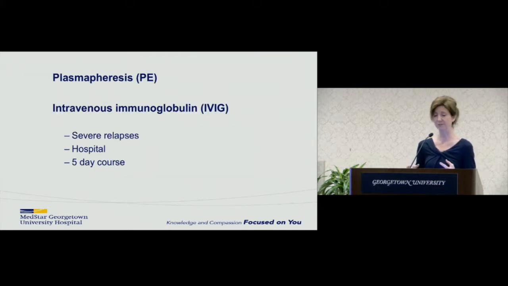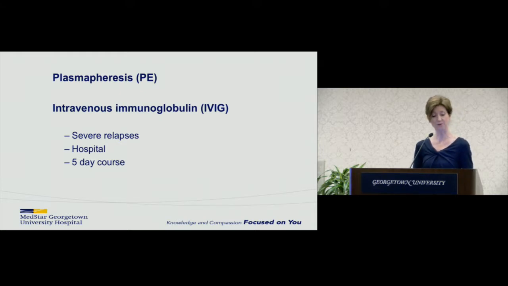For severe relapses that don't respond to other therapies, there's plasmapheresis, which you need to come to the hospital for. It's usually about a week-long process, and we take your blood, filter it, remove whatever antibodies or toxins may be in the blood, and then give it back to you.